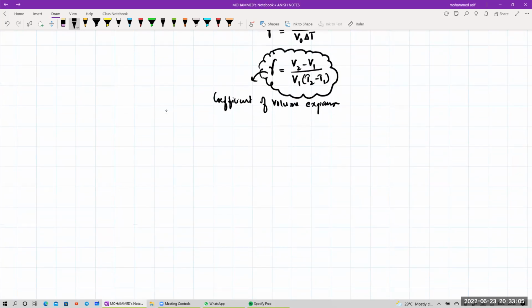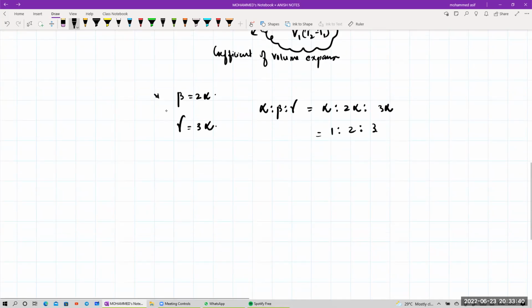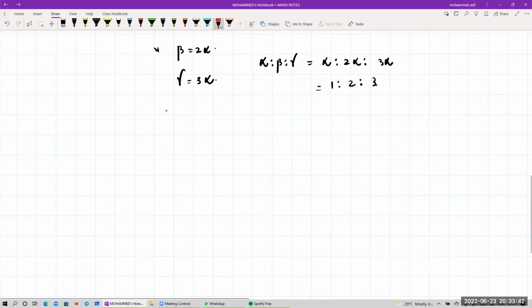And the relation between them is very famous. Beta is equal to 2 times alpha and gamma is equal to 3 times alpha. So if I write the relation between alpha, beta and gamma, it is alpha, 2 times alpha, 3 times alpha. So the ratio will be 1 is to 2 is to 3. Next one is the effect of temperature on density.